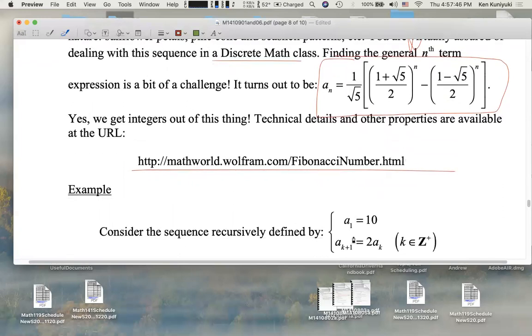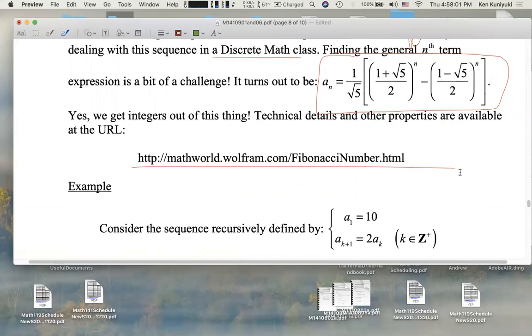Now here's a simpler recursive sequence. Consider the sequence defined recursively by a sub 1 equals 10, and a sub k plus 1 equals twice a sub k, where k is a positive integer. Wait, what does this mean?